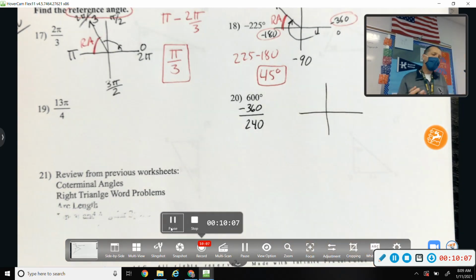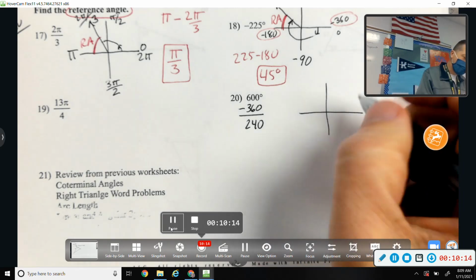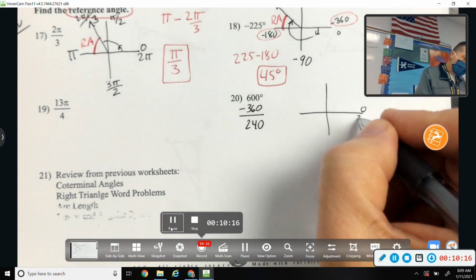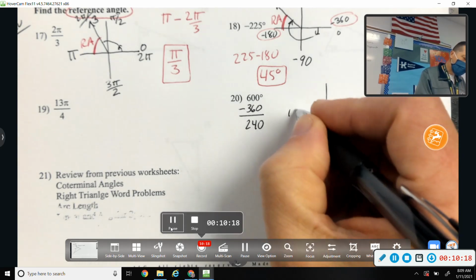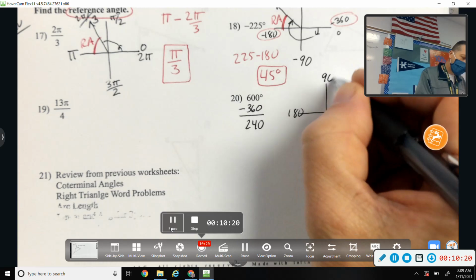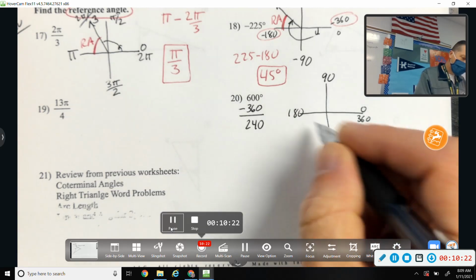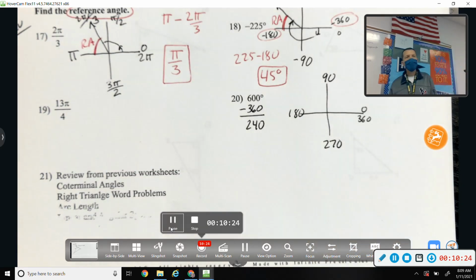Again, if you've done enough of these, then you know where 240 is, and maybe you don't need to label them. But I'm still thinking we're kind of new at this, so 0 and 360, halfway around is 180, half of that is 90, halfway in between is 270. Most of you are probably at the point where you don't need to label it for degrees. You're probably still labeling it for radians. That's completely okay.